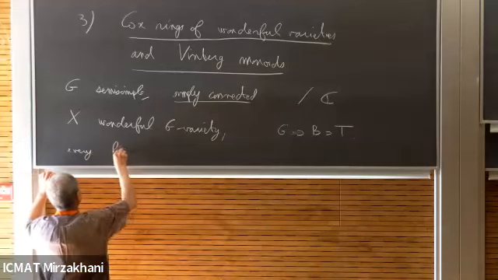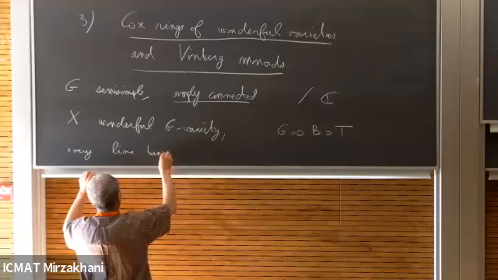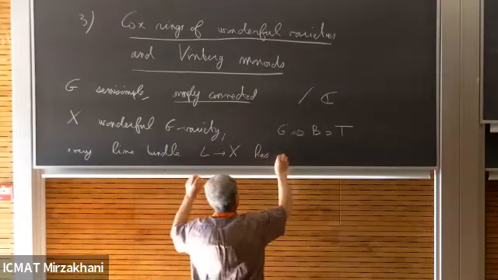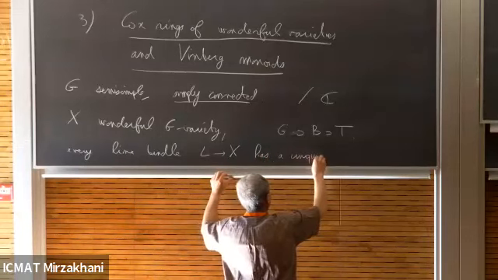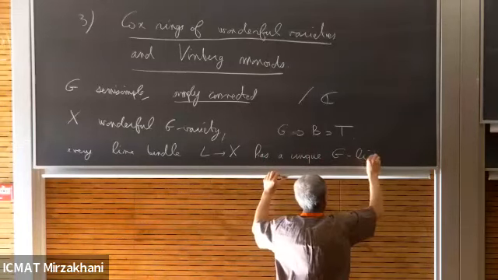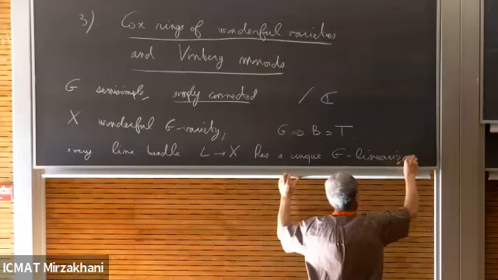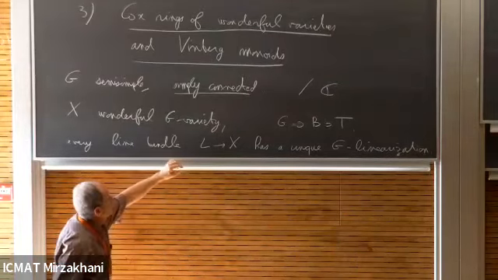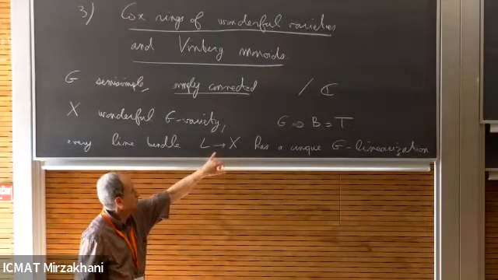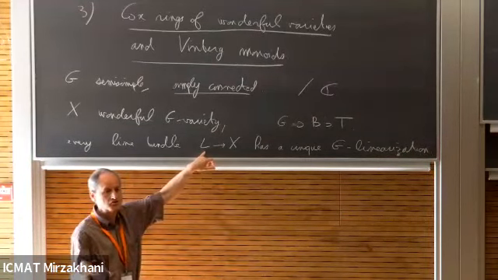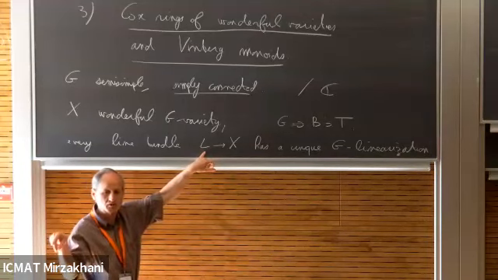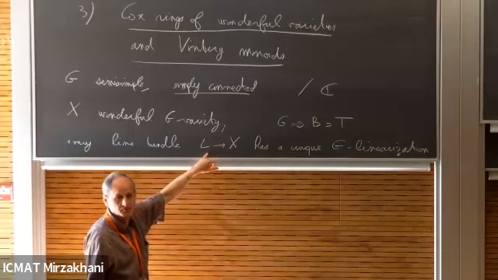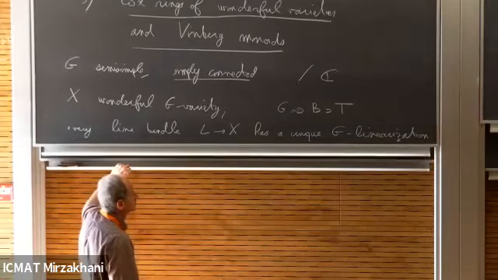So let me write it. Every line bundle L over X has a unique linearization. This means that you can lift the action of G on X to an action on L, which sends each fiber linearly to another fiber. And so in particular, G acts on the space of sections. And this will be very convenient.